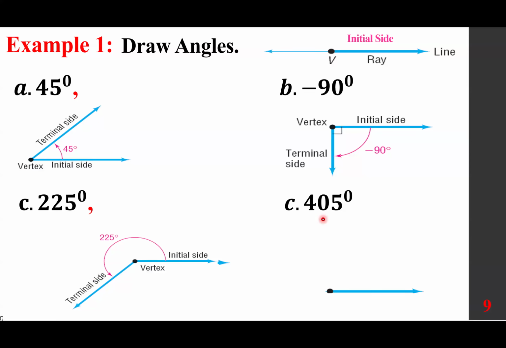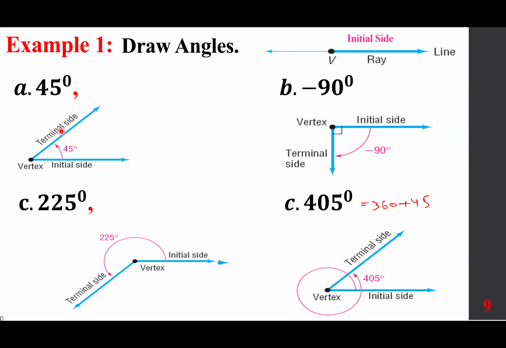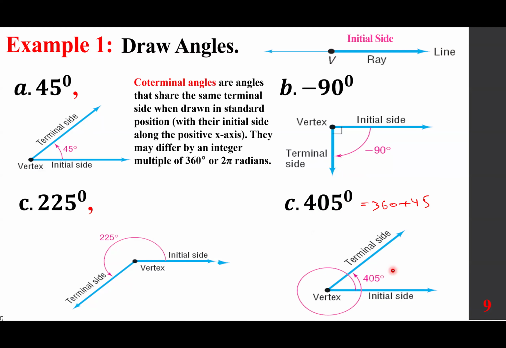405 degrees. As you can see, this is larger than 360 degrees. In other words, we start here and we go counterclockwise. We end up with 360 degrees, and we have to go more by how much? 405 minus 360 is 45, so we go another 45 degrees, just like that. And as you can see, these two are considered coterminal. So what are coterminal angles?